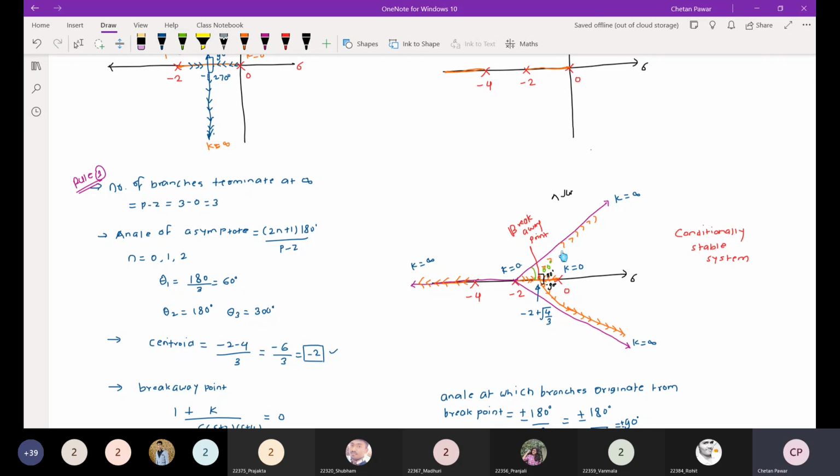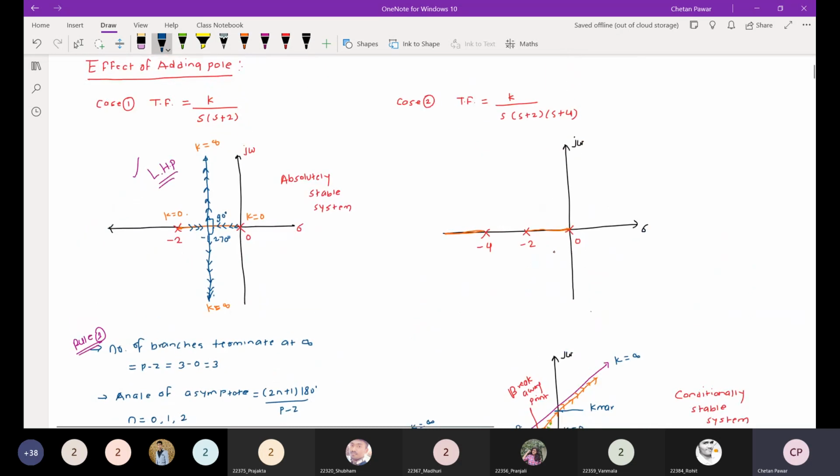So that is the value at this point. That value is k marginal, right? Or k max. So for values of k between 0 to k max, the system will be stable. Then when the value of k is greater than k max, the system will be unstable. So this system becomes a conditionally stable system after adding the pole.